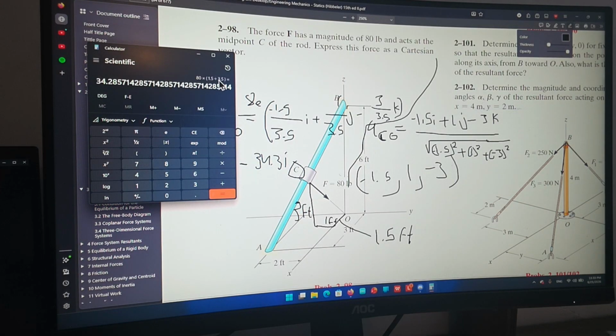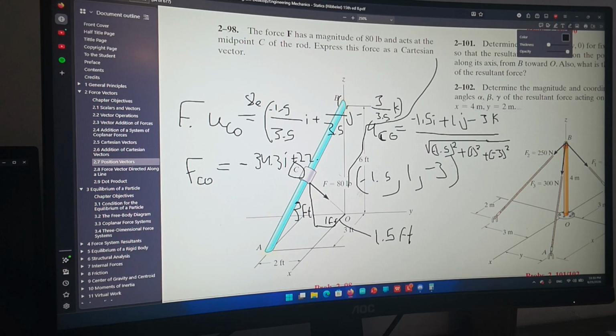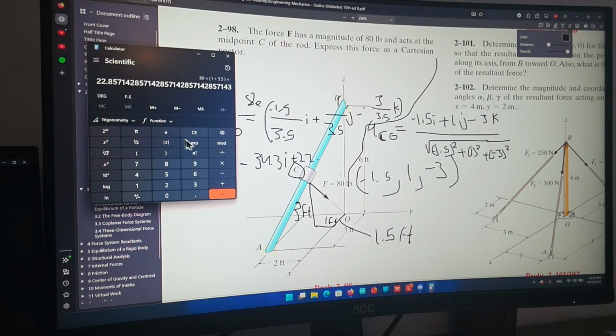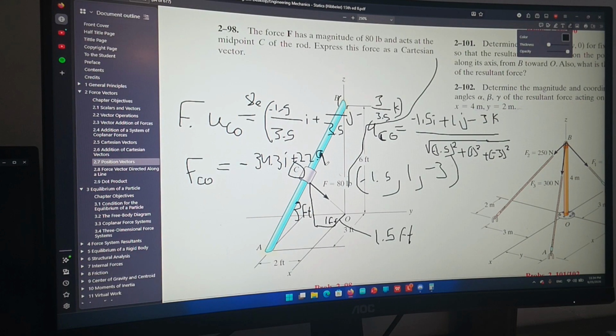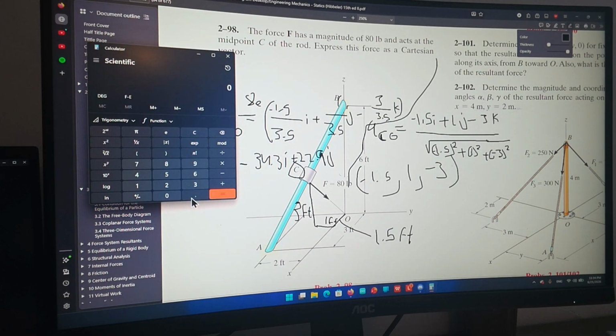And now you do the same thing for j: 80 times 1 divided by 3.5, and that will be 22.86, so just 22.9j. And then for k, do the same thing. We get 80 times 3 divided by 3.5, which will equal 68.57.